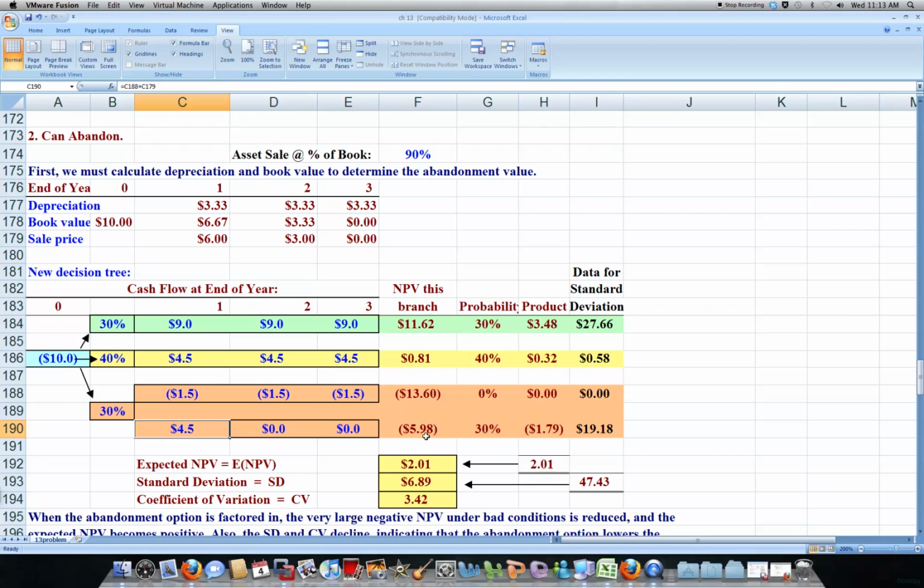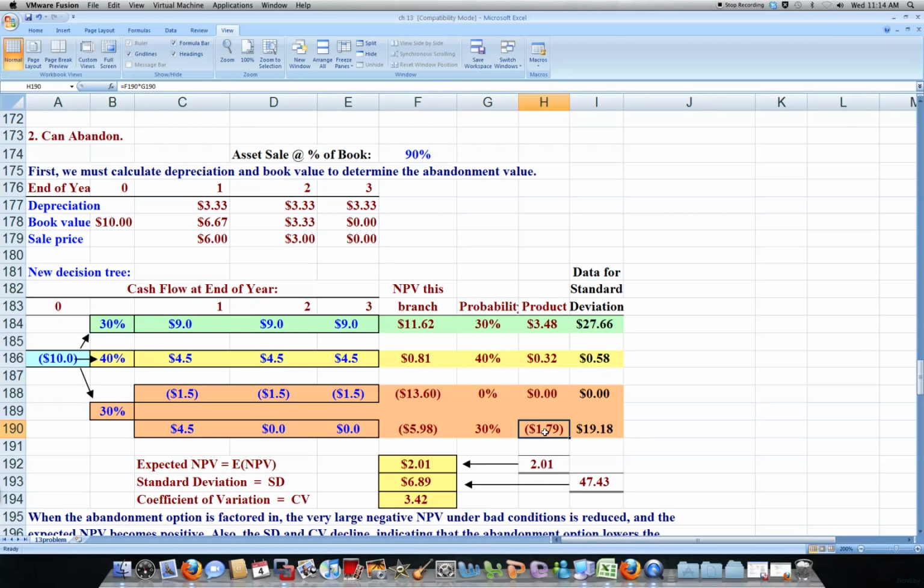So what you do is you find the NPV of this branch. Now here it's different. You still use your 12% rate, which is up here somewhere in F156. Then we still use these for our values, our cash flow 1, 2, and 3, and we still use this 10 million here in our cash flow 0. Okay, so we found our NPV of this branch is negative 5.28.